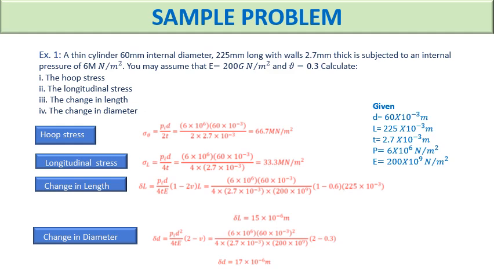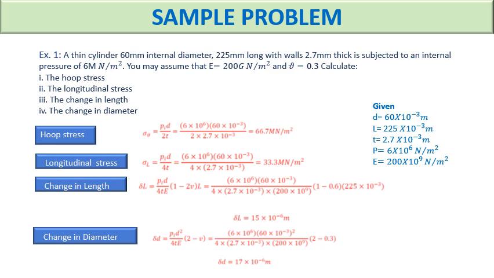So all the given data we have written. The next step is to write the formulas correctly. First one, the hoop stress. For the hoop stress, we know that sigma theta is given by PD over 2T. If you substitute the values of P, D and T in this equation, we will get the hoop stress, that is equal to 66.7 mega Newton per meter square. Similarly, we can calculate the longitudinal stress, sigma L, that is given by PD upon 4T. And we can see that the value of the longitudinal stress is half of that of hoop stress.